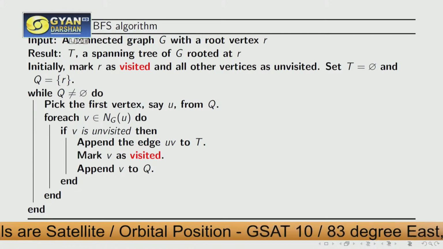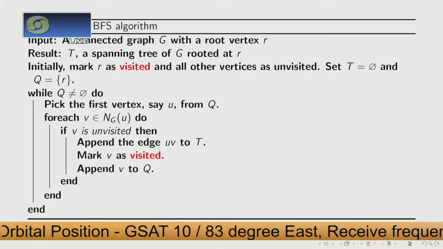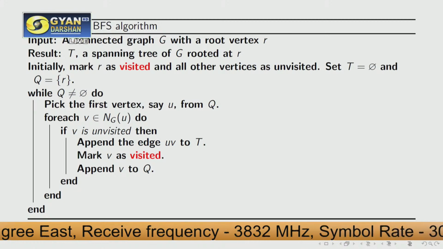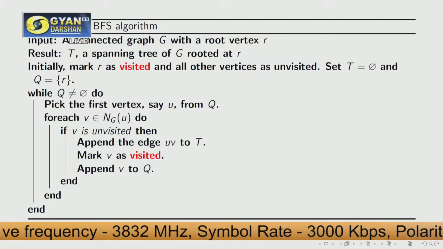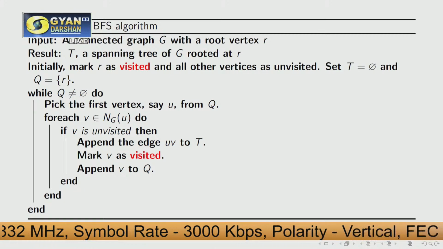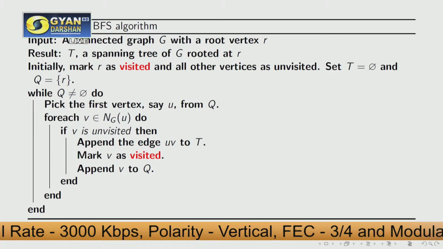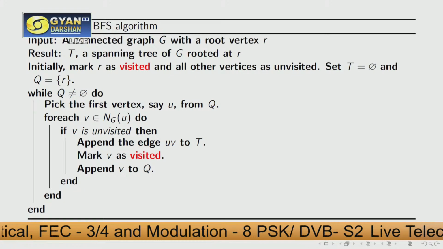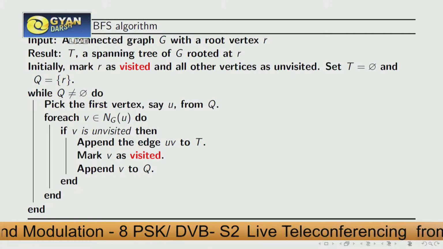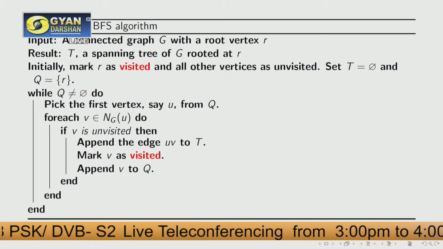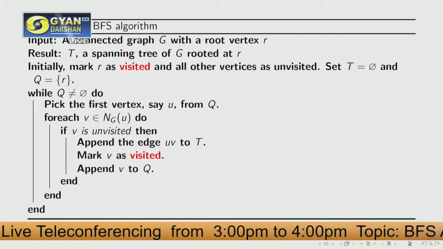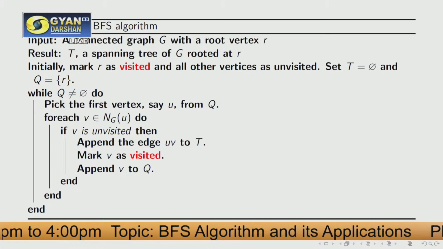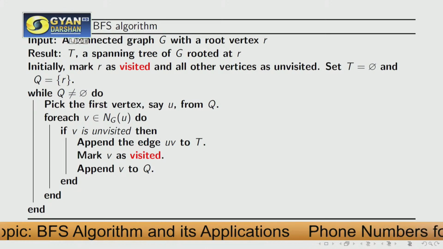So the algorithm is quite easy. The initialization step just marks all the vertices as unvisited except the root, which is marked as visited, and then in the main loop the algorithm keeps on visiting vertices from the current vertex as long as Q is not empty, right? So before we take an example, let us see how fast this algorithm is, or in other words, let us compute the time complexity of this algorithm.